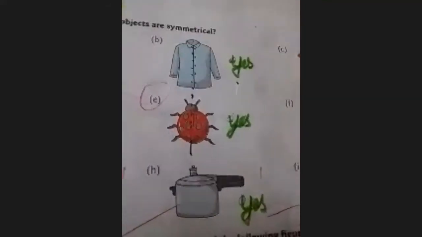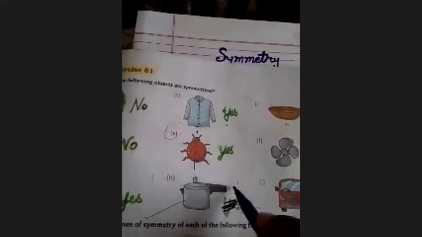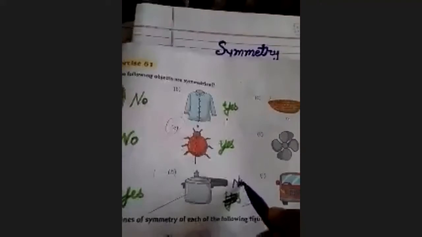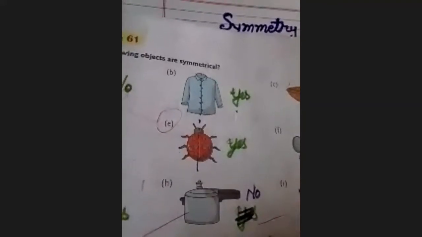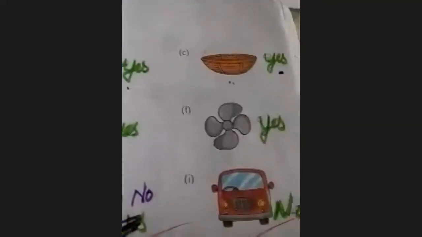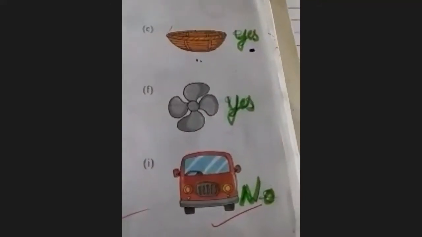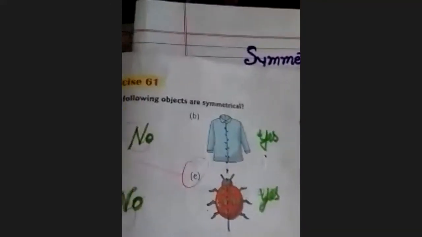Yes. Next is part B, a kite. Now divide the kite into two equal parts, give it a cut at center. So this is a symmetrical object. Now part H. Your answer is no. Next. Now students, complete the first question.